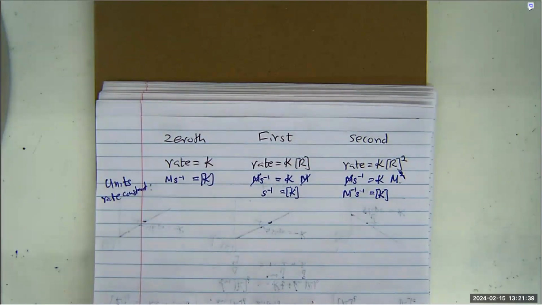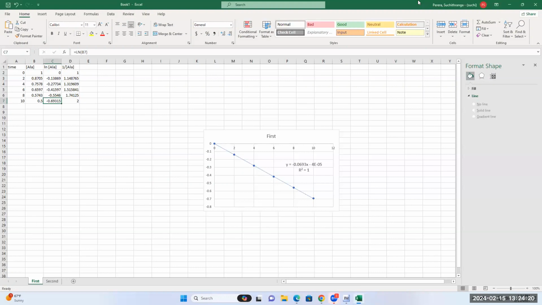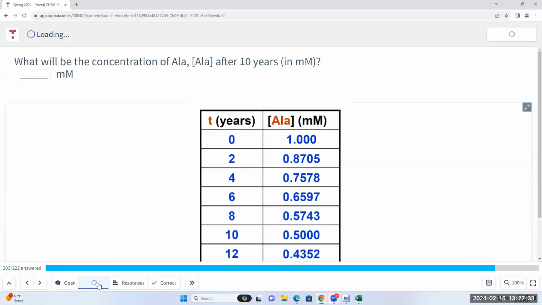So the slope of the graph was this. For first order graphs, the rate constant is the negative slope, which is equal to 0.0693, and the units for first order is per unit time. Therefore, this should be per year. We're using all three of these graphs and figuring out which one is the best fit.